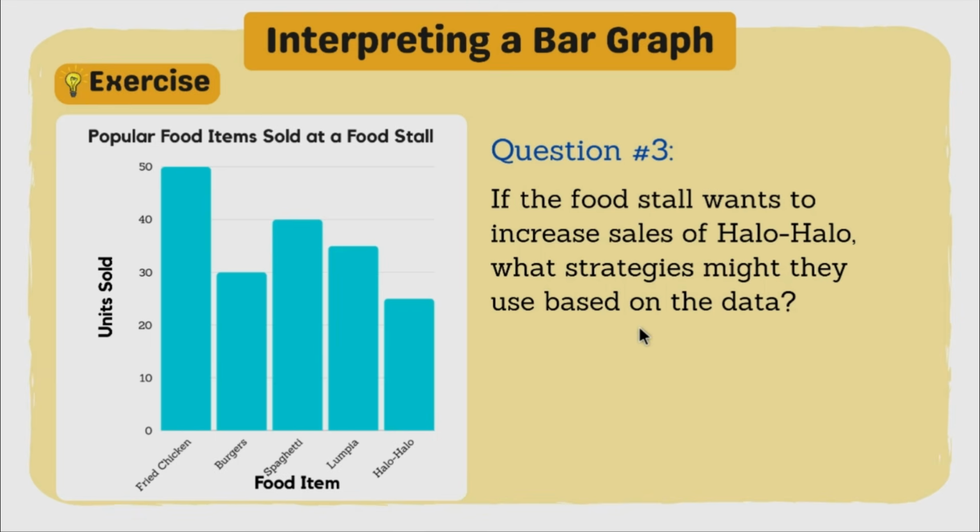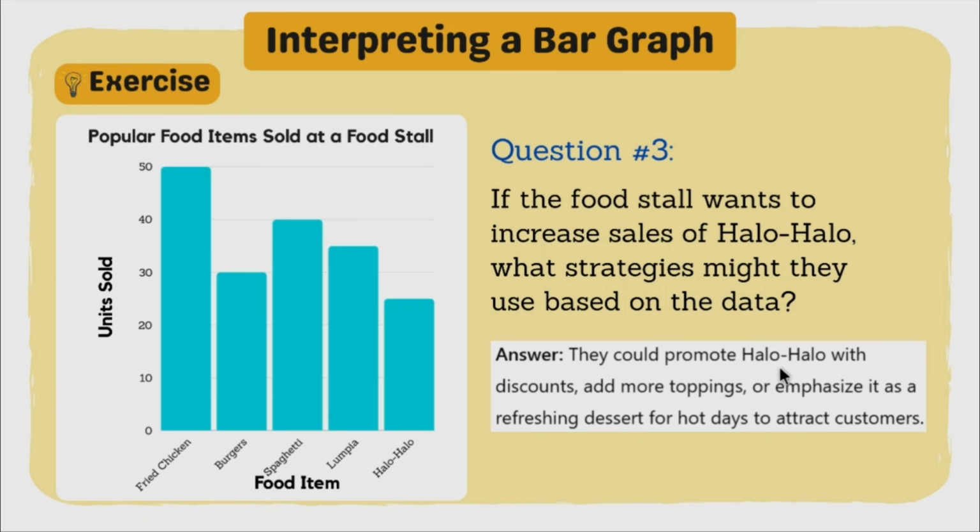So there are many possible answers here na pwede nating isipin, no? One is they could promote halo-halo with discounts, add more toppings, or emphasize it as a refreshing dessert for hot days to attract customers. Isa lang ito sa mga possible na sagot natin. So again, in interpreting data, we tend to think of possible solutions to solve a problem. Just like what we learned about the importance of data, mahalaga ang data para mas makaisip tayo ng solusyon sa mga problems. Okay? Let's proceed to question number 4.